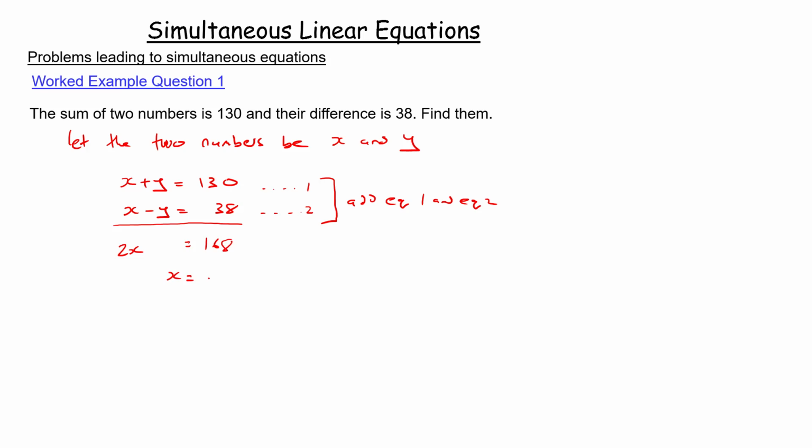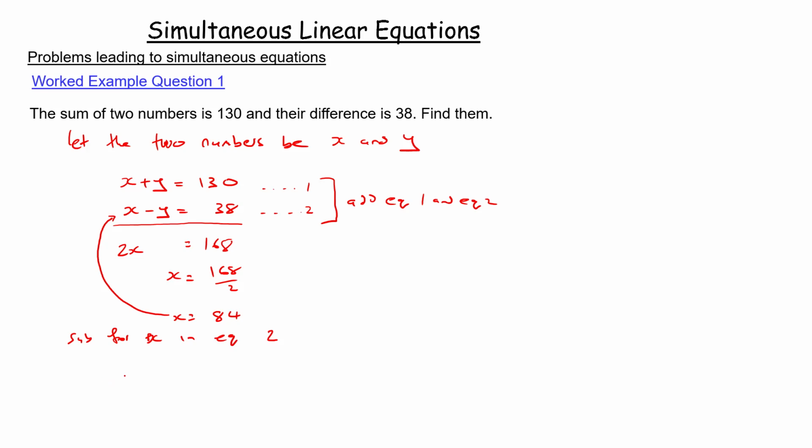That means x is going to be equal to 168 divided by 2, which is 84. So that's one of the numbers. Now I know that the two numbers, if I subtract them, they'll give me 38. So let's go and have a look at that then. So we say sub 84 for x in equation 2.